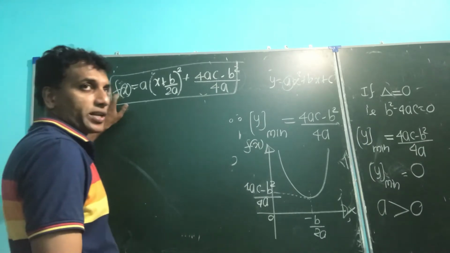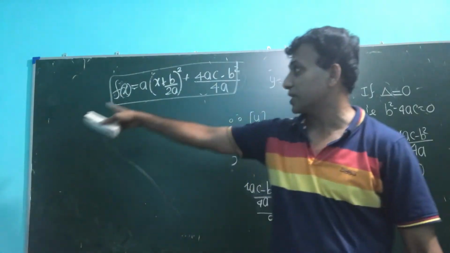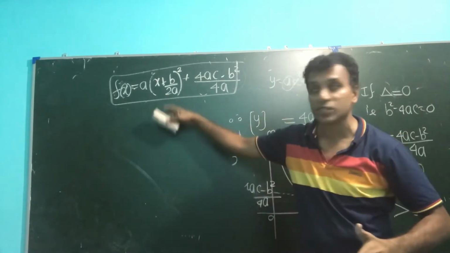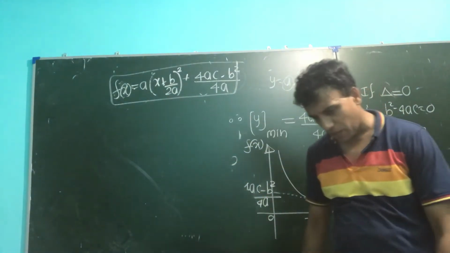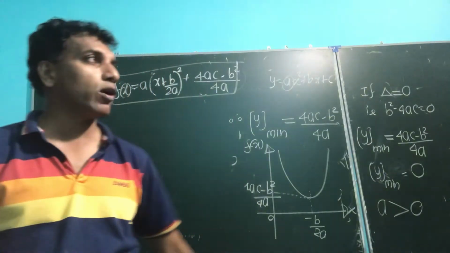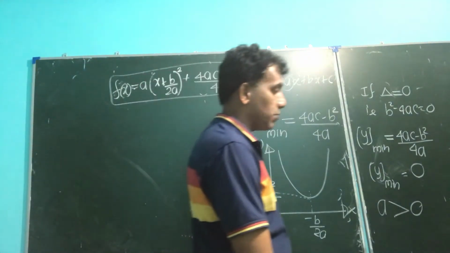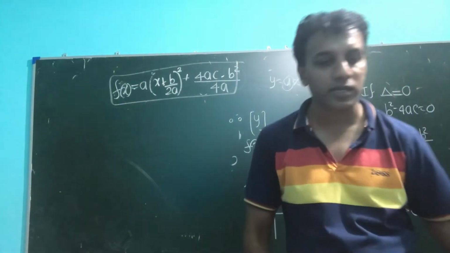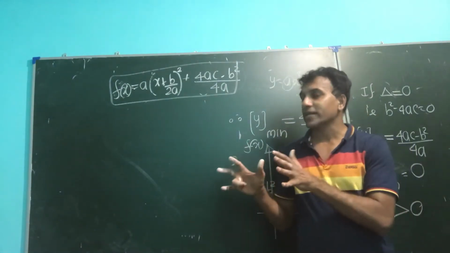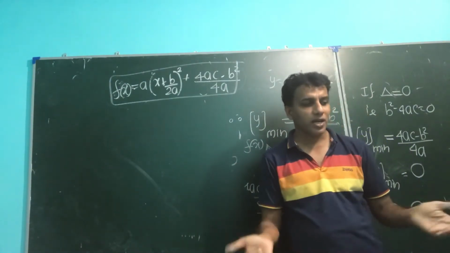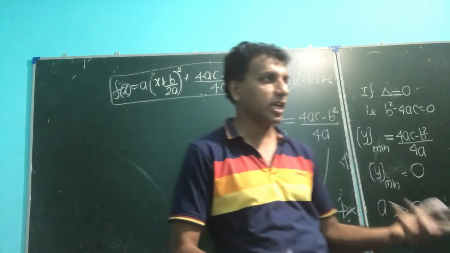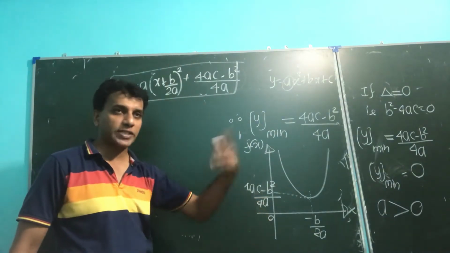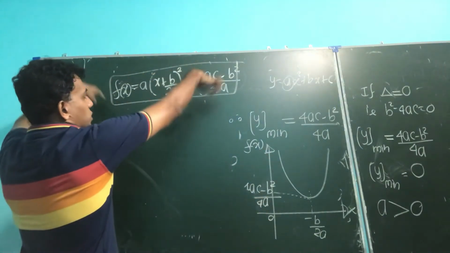Write this function again. f of x equal to a into x plus b over 2a, all squared, plus 4ac minus b square over 4a. That we have proven already, and from there we start. What I showed in the earlier graphs, I will show once again, then only will you improve your ideas. Otherwise, you can't do it by heart. From first principles we will work for the best knowledge in the future.